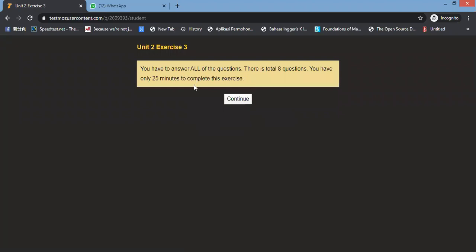So you got only 25 minutes to complete this exercise. There's total 8 questions only, okay? The questions are about solving equation by using balance method. I already taught you just now, so make sure you read through the notes and try a few questions before you start this exercise.